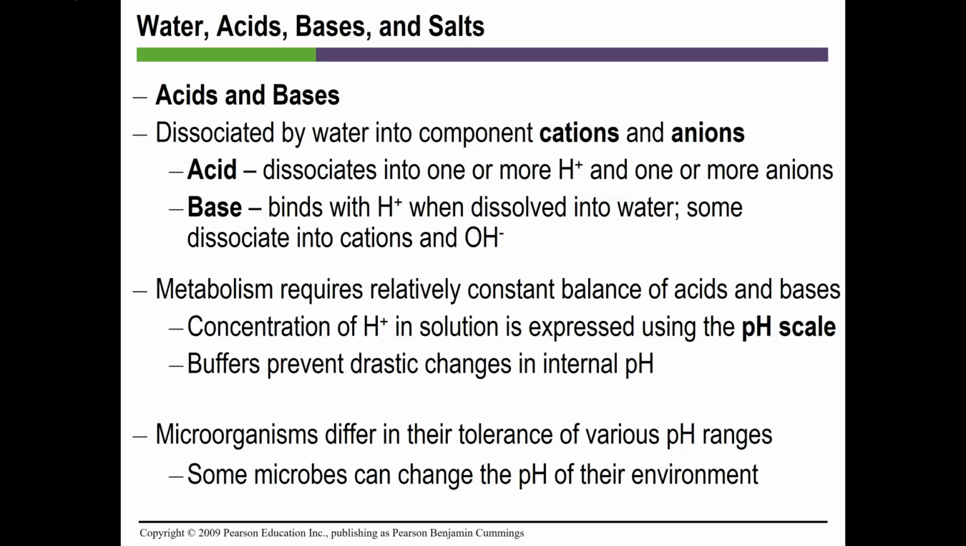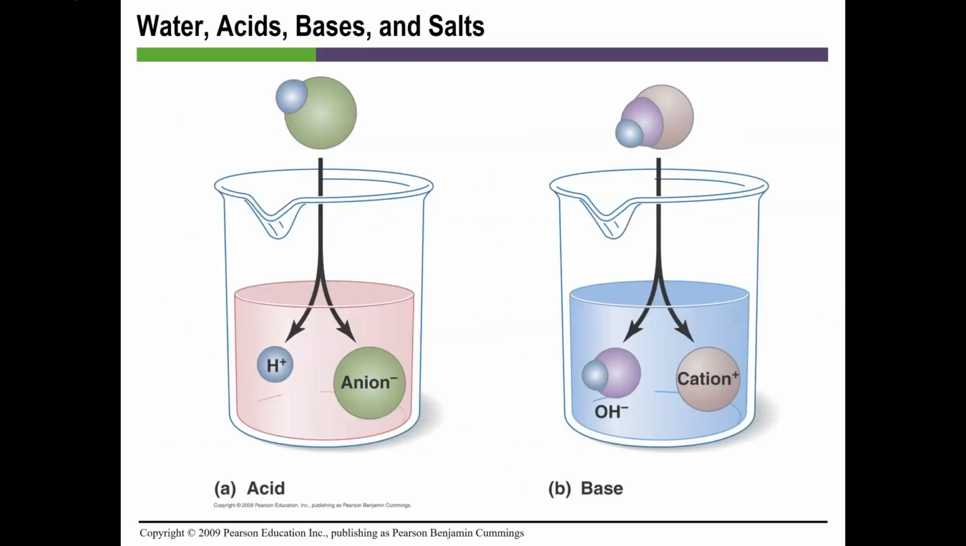So hopefully this dissociation might remind you about what's happening when we talked about ions and ionic bonds. But in this case, we're talking about acids and bases. Acids and bases, when added to water, will dissociate into cations and anions. If we have an acid, we get an H plus and an anion as the other part of the acidic molecule. For a base, you get a hydroxyl ion and a cation for the other component of the molecule.